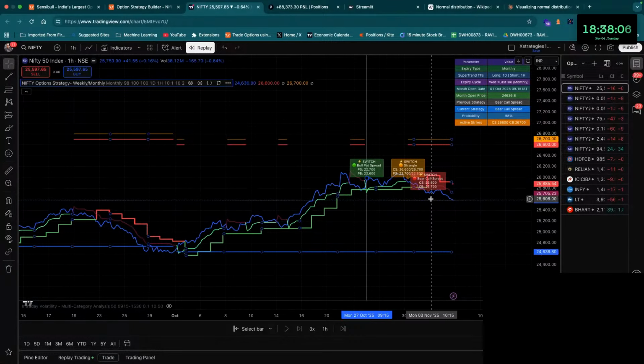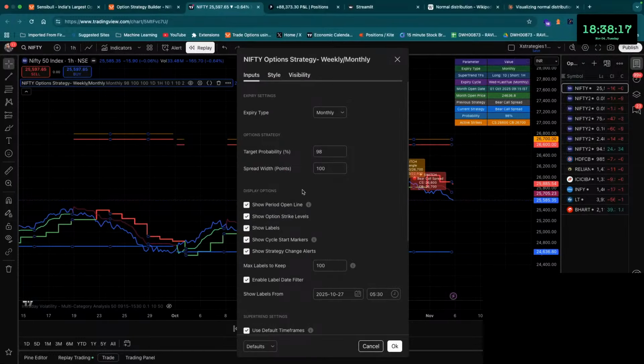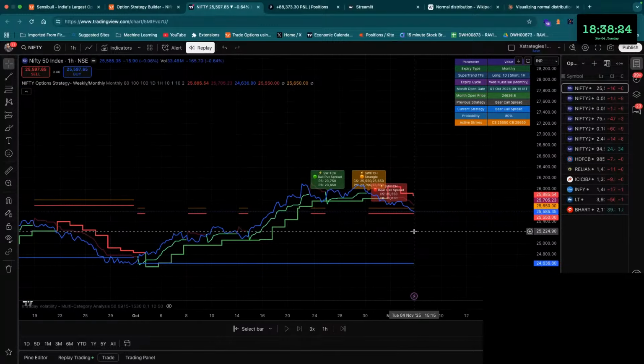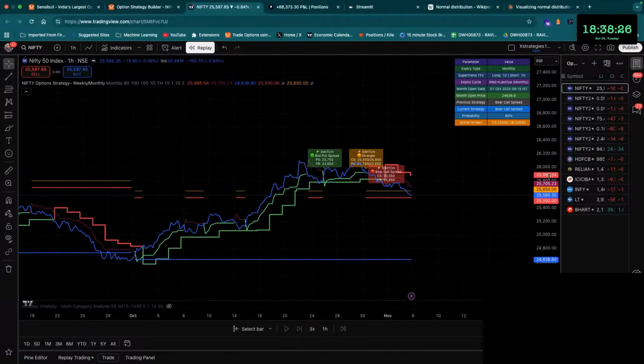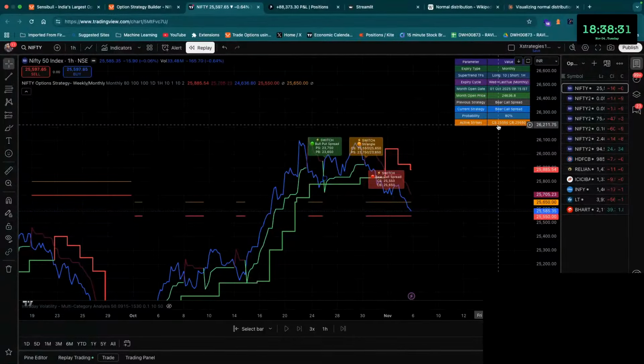All right. One more very important thing: let's see how these probability things work. Suppose you put 80%, for instance. This is the monthly expiry, and it says you need to do a call sell at about 25,550 and then a call buy at about 25,650. That's the setup, and our probability actually shows 80%.